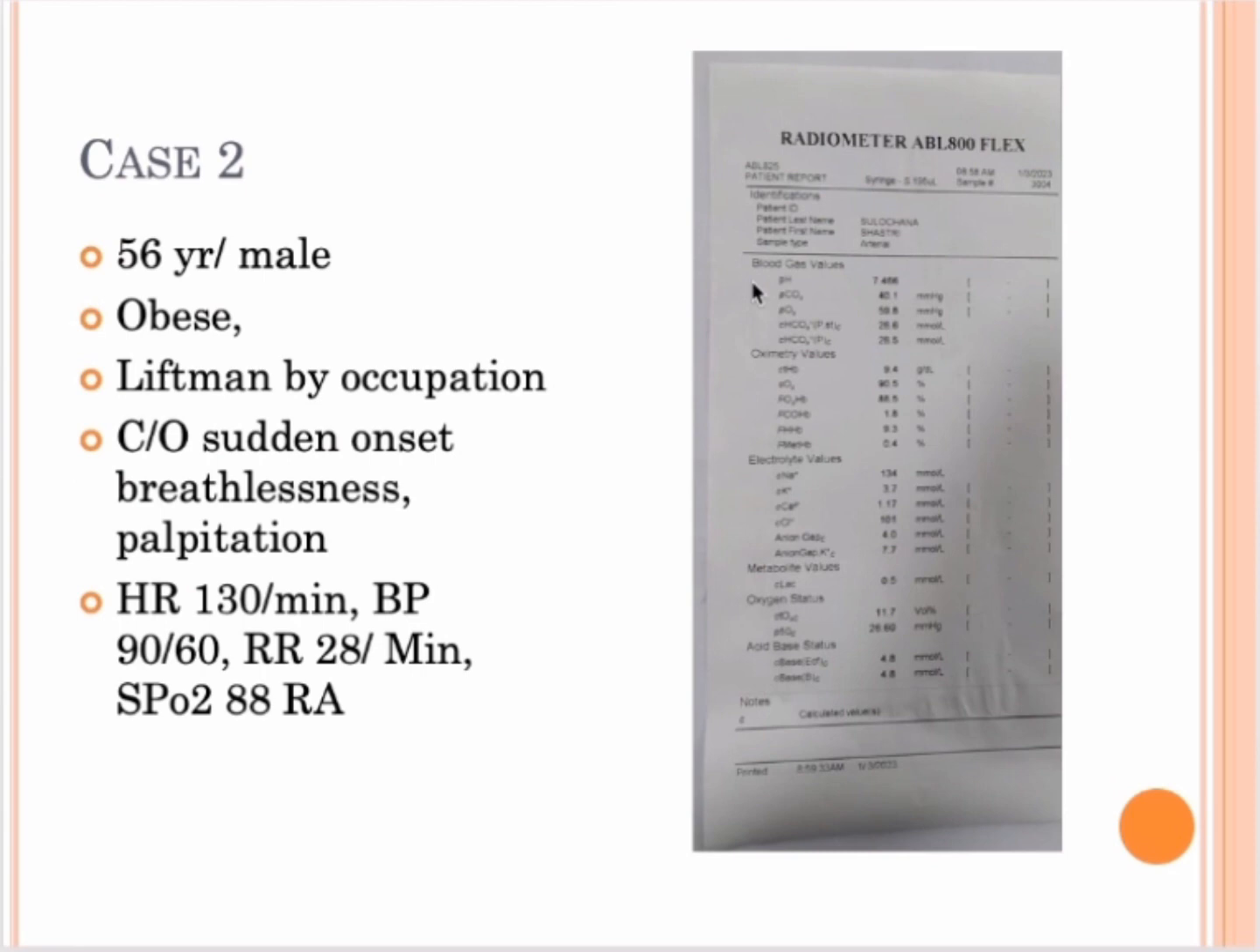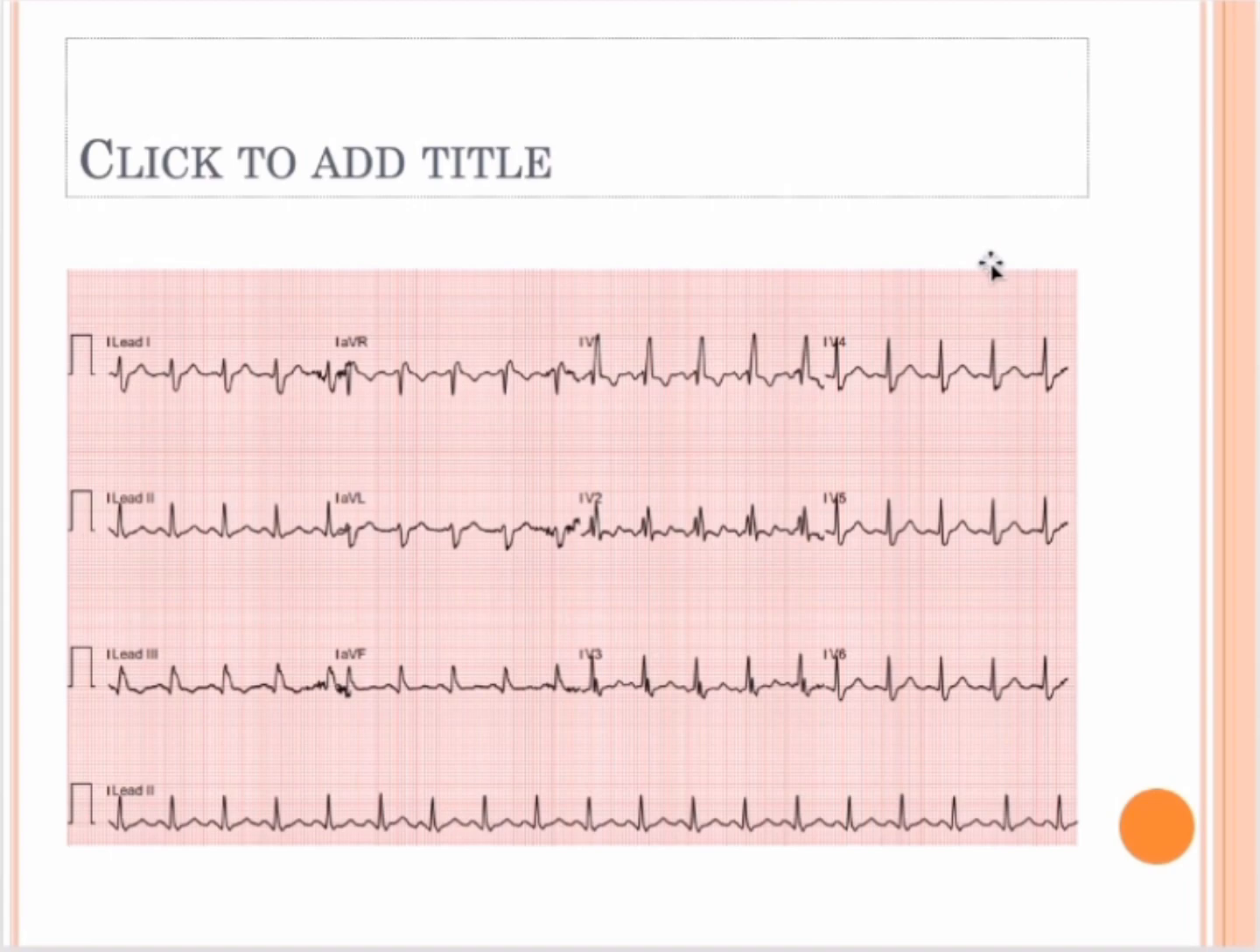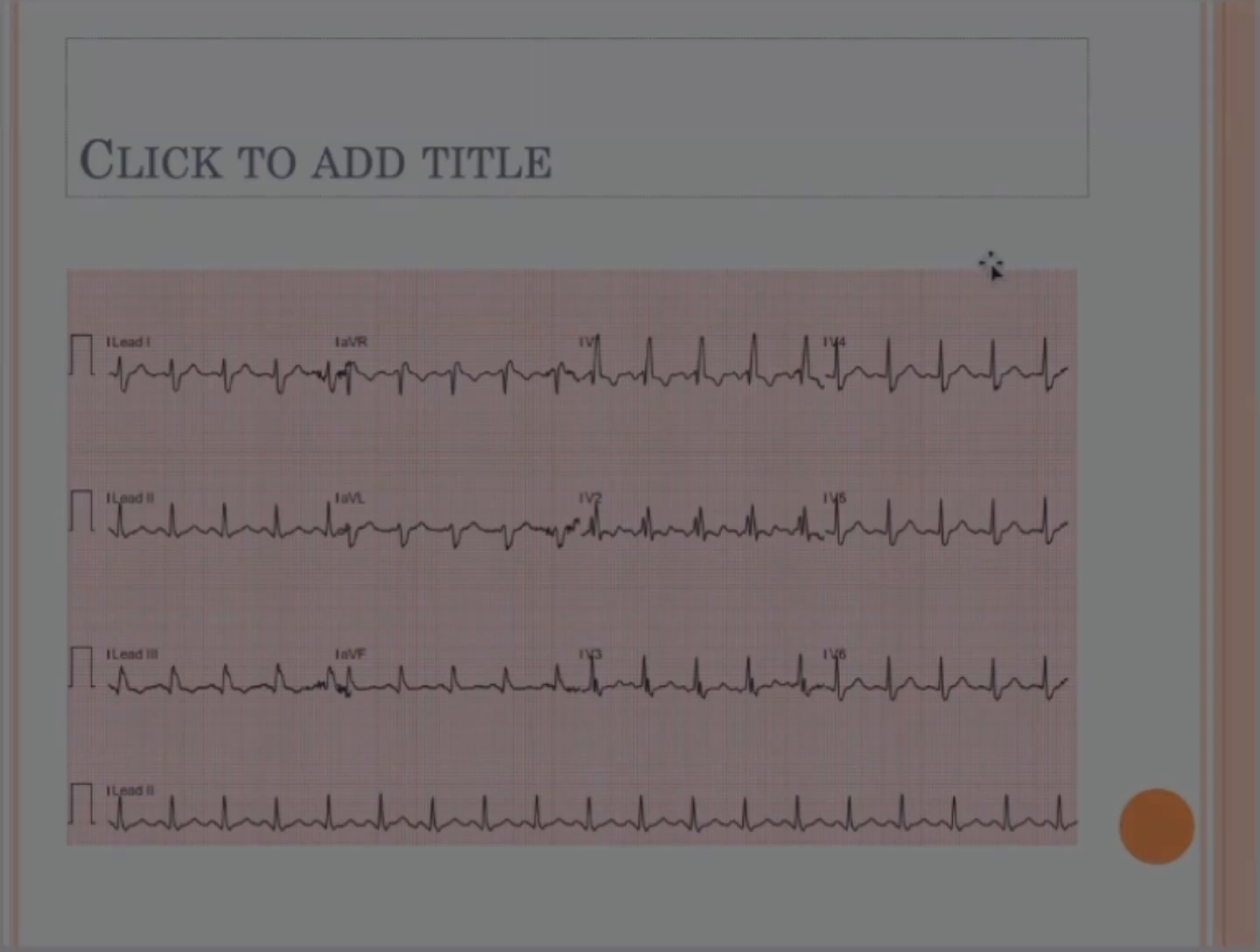This is another case. This is a 56-year-old male. He is obese. He is a lift operator by occupation. He has got sudden onset breathlessness, palpitation. Vitals show tachycardia. Blood pressure was on the lower side, 90/60. He was also tachypneic and saturation was 88 on room air. His blood gas also shows PO2 of around 60 on room air and saturation of 88. So obviously, an obese person whose occupation is sitting or standing in the lift, with a picture of RVF and tachycardia, looks like a pulmonary embolism. And this patient also gets hypoxemia.